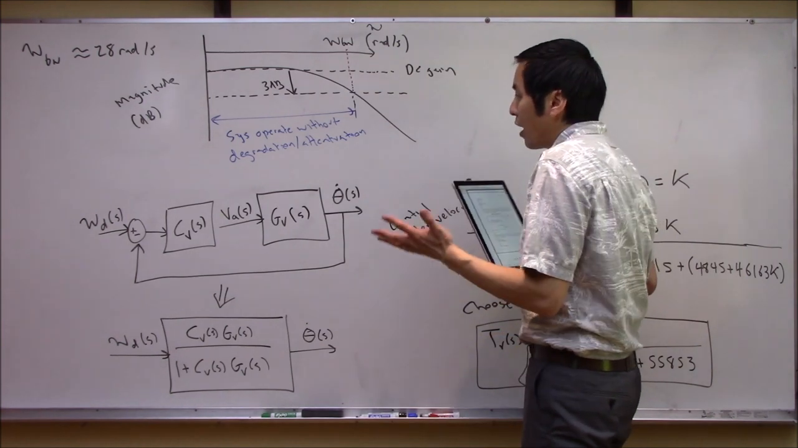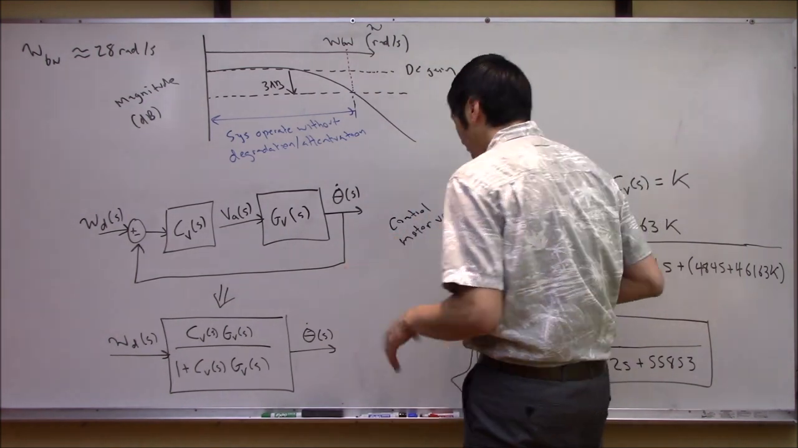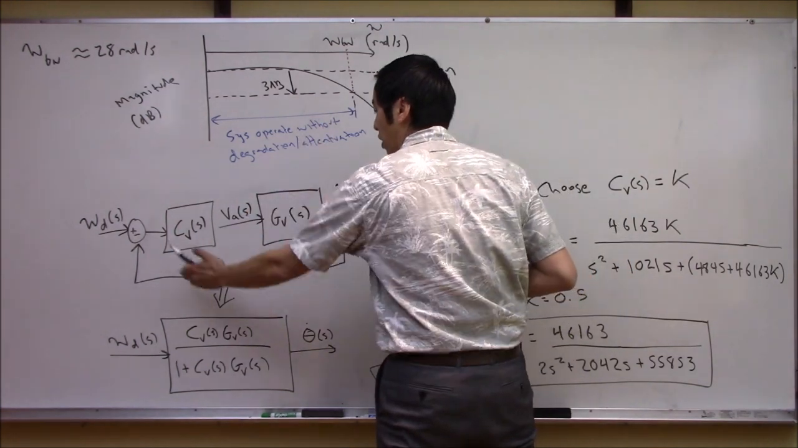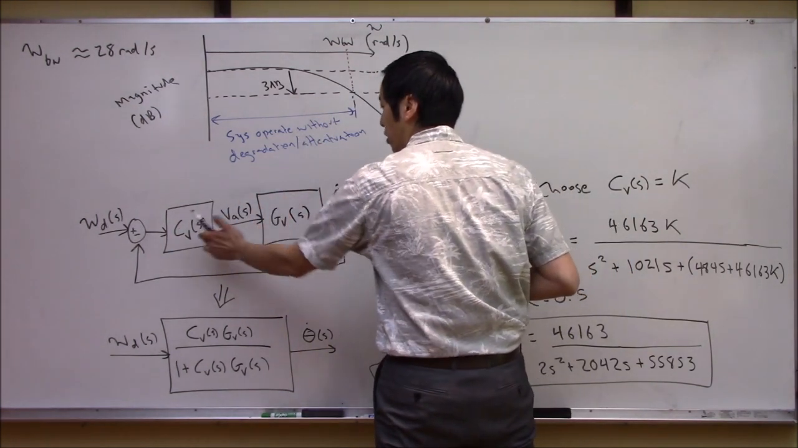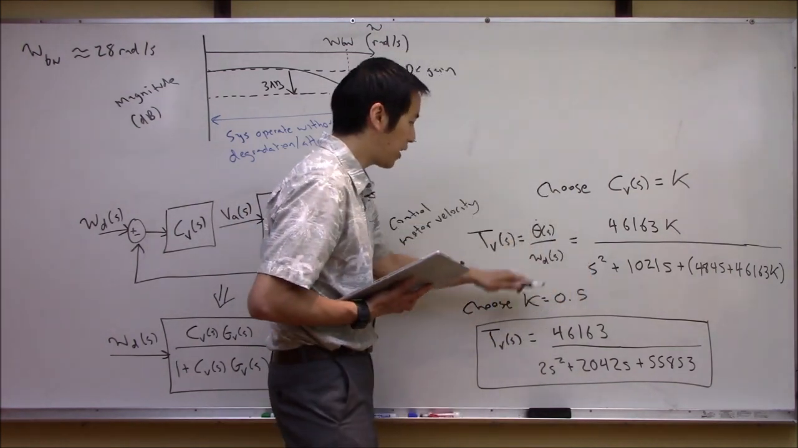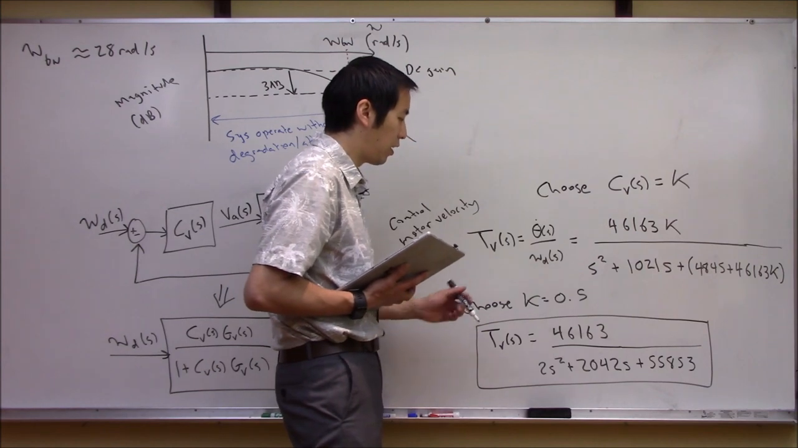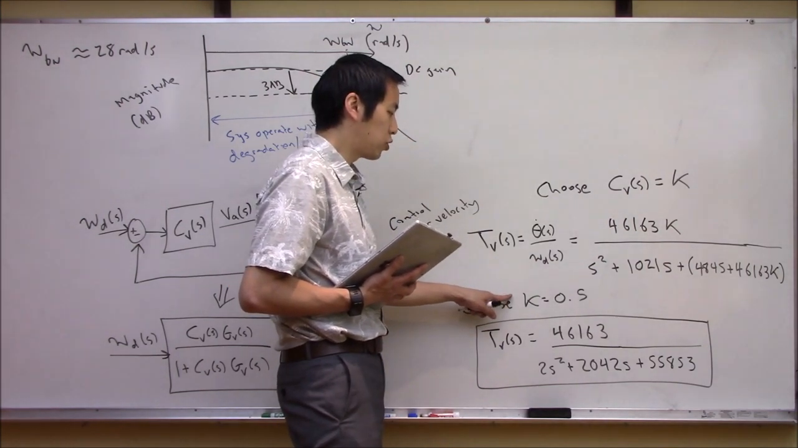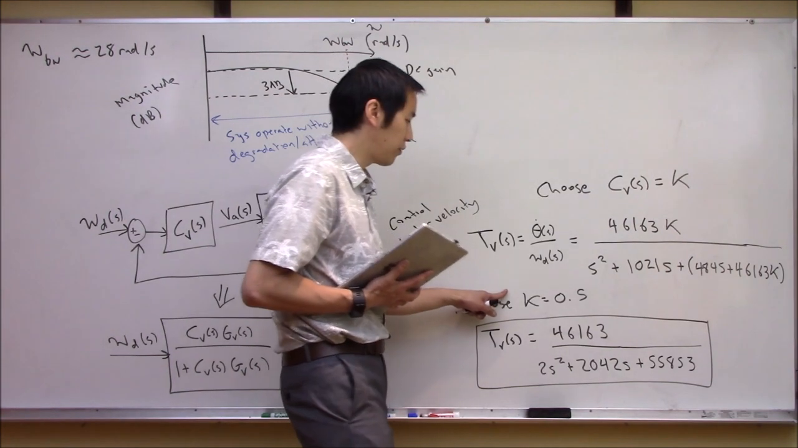Right? So notice here, one thing that we should maybe mention is that obviously the bandwidth is a function of the entire system, right? The plant, the controller, any other blocks that are in here. So for example, what if we went back to our system and instead of choosing a K of 0.5, let's bump up the gain here of the controller. Let's choose something a little bit more aggressive and see what we end up with.